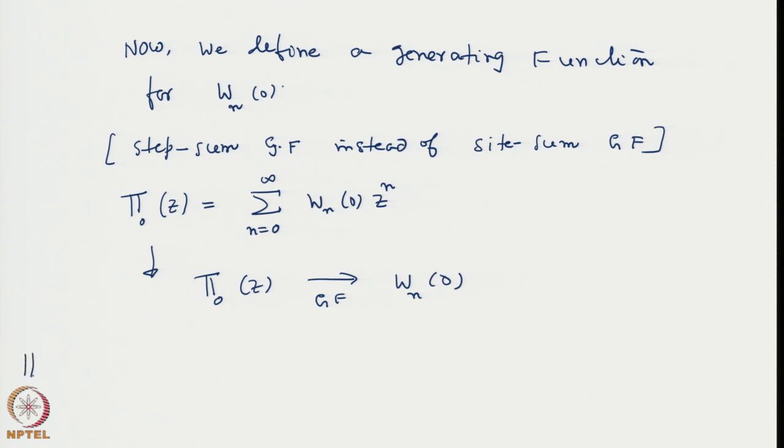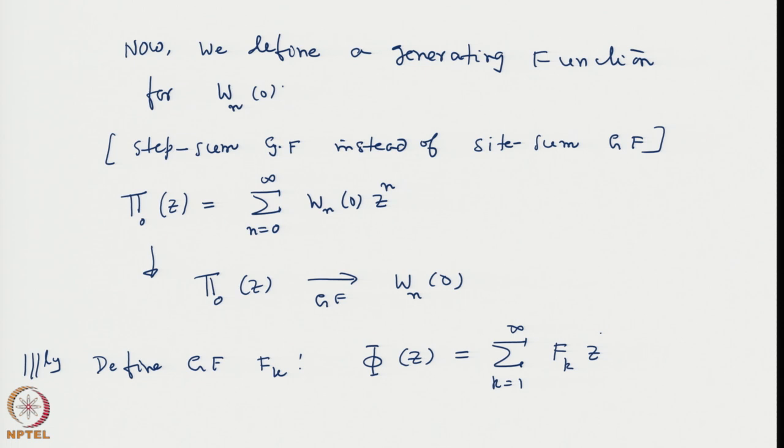Similarly, we can define a GF for the return probability FK. Through the notation, we call it phi z, equal to the sum over k from 1 to infinity of FK z to the power k. K equal to 0 has no meaning, so the sum starts from 1. In other words, phi z is the GF for FK. Let us call them equation 3 and equation 4.